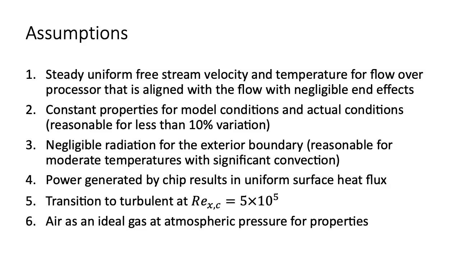Our second assumption is constant properties for each of our two cases, which is reasonable as long as the properties have less than a 10% variation over the range of conditions. Our third assumption is that there is negligible radiation for the exterior boundary. This is a reasonable assumption for moderate temperatures combined with significant convection at the exterior boundary.